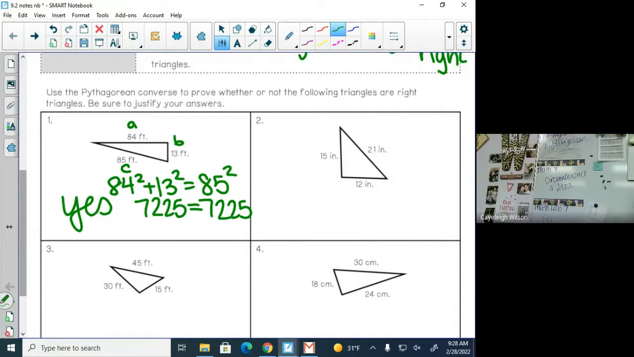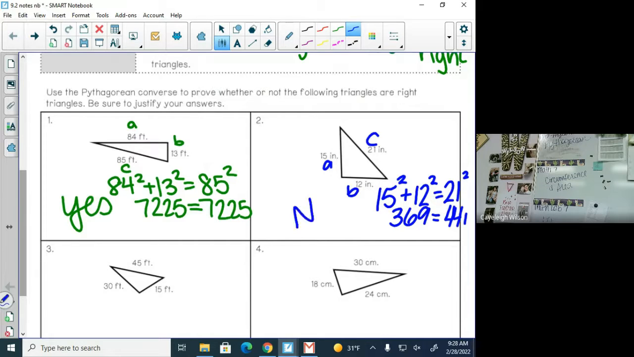All right, let's do number 2 together. On number 2, which one of those is our hypotenuse? The 21, because it's the biggest. It doesn't matter, A or B on the other ones. So A squared, 15 squared, plus B squared, 12 squared, has to equal 21 squared. So on my calculator, 15 squared plus 12 squared is 369. And then I'm going to do 21 squared. It's 441. So does this form a right triangle?